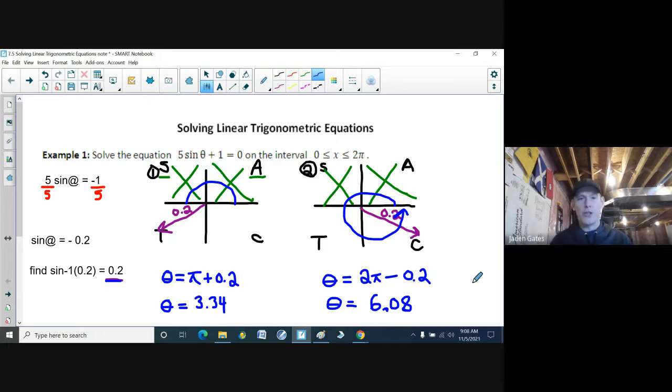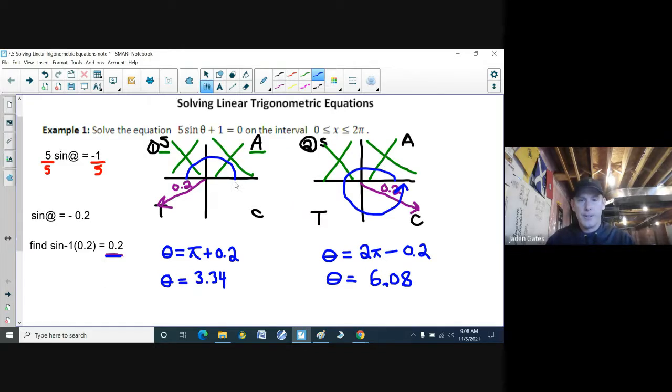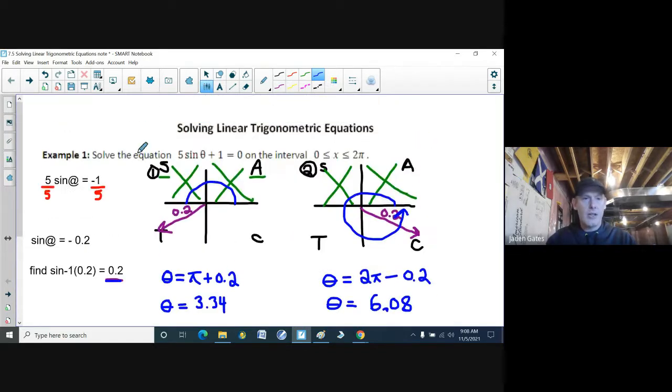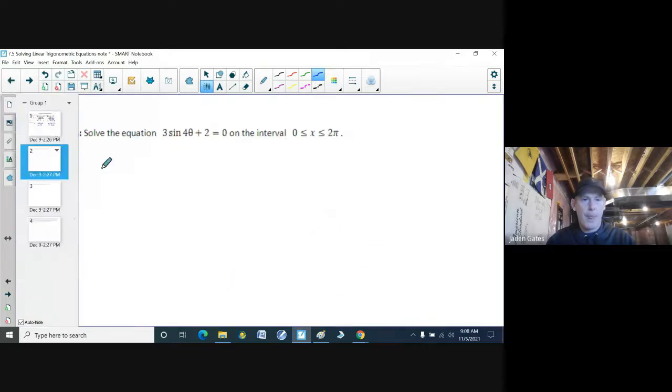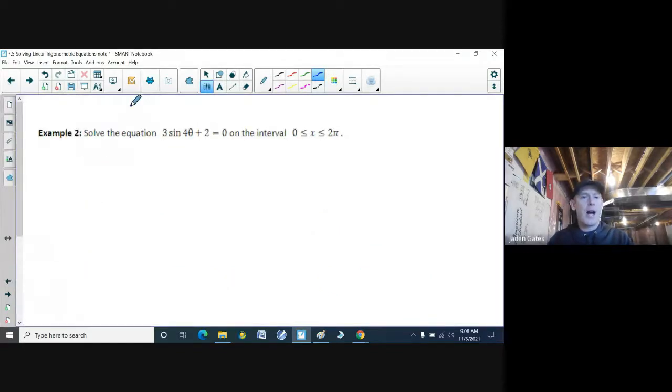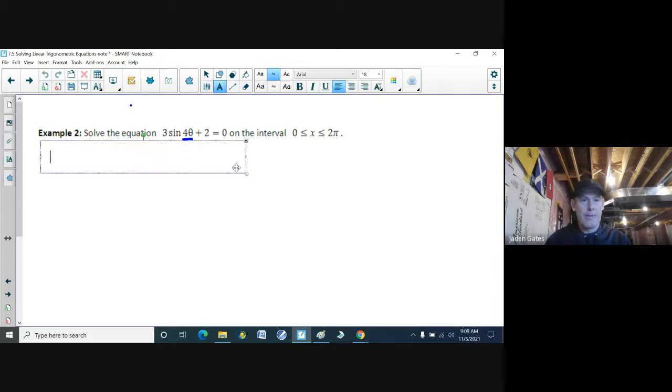There we go. So there's our two answers that will solve this linear trigonometric equation. All right, let's again try a couple more here. Solve the equation 3 sine 4 theta plus 2 equals 0. This one's a little messed up because, first of all, I don't just have a theta, I have a 4 theta. So I'm going to simplify things here.